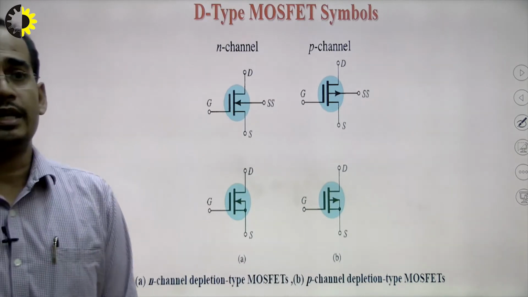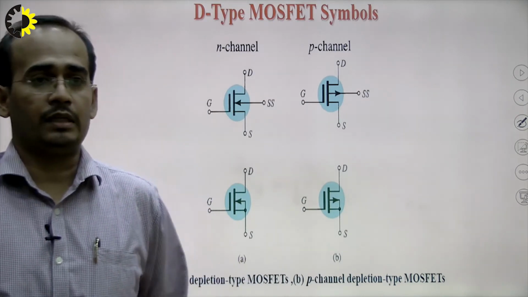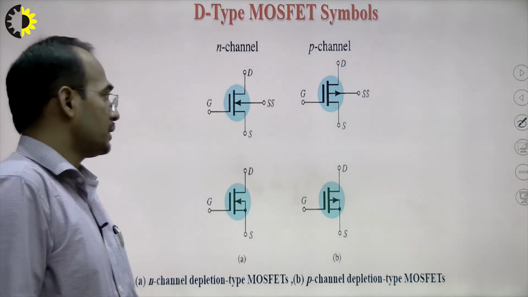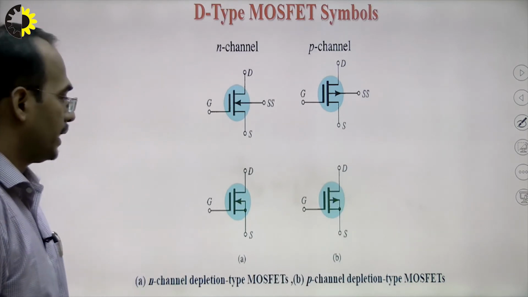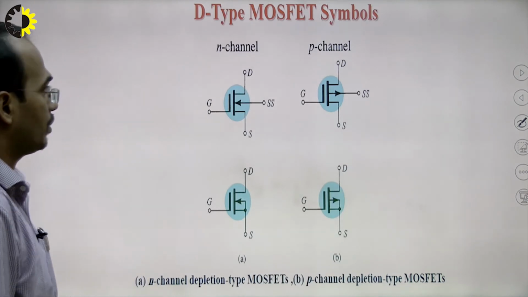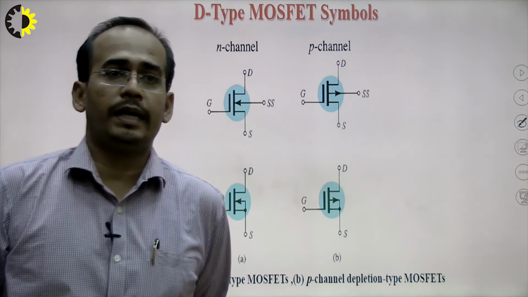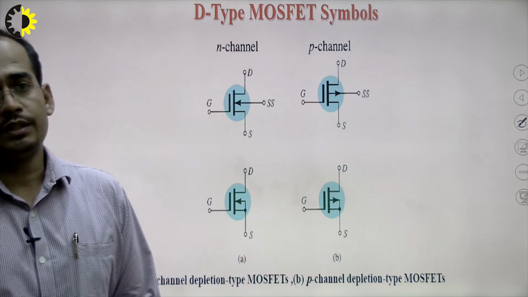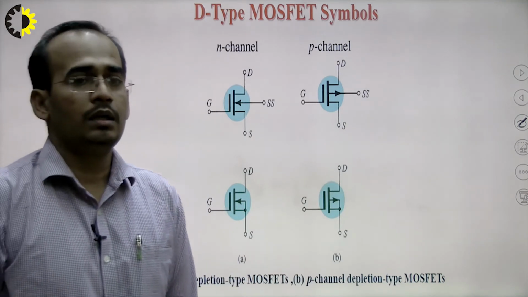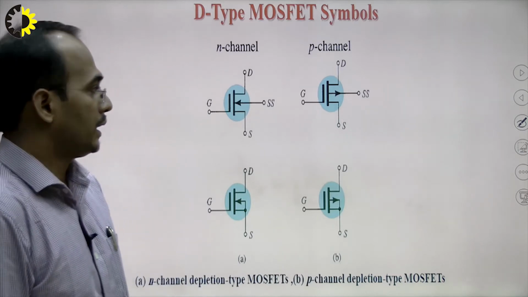This is the symbol for N channel and P channel depletion type MOSFET. The direction of the arrow on the substrate decides the N channel or P channel MOSFET. If the direction of the arrow is inward, then it is an N channel depletion type MOSFET, and if the direction of the arrow is outward, then this is a P channel depletion type MOSFET.